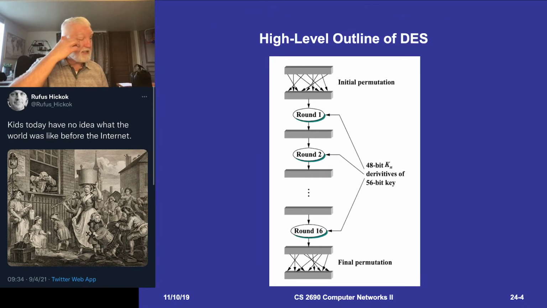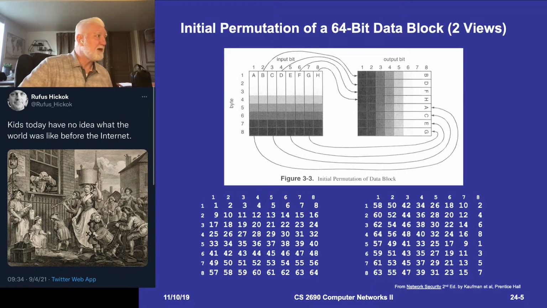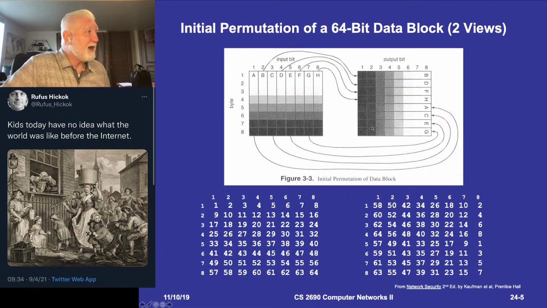Okay, I now have 16 keys. Now I can encrypt my data. So what I do here is I take a block of data, a 64-bit block of data. I view it as a matrix, as an 8x8 matrix of bits.